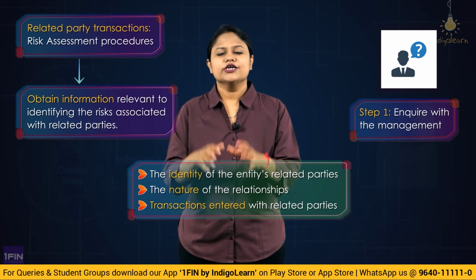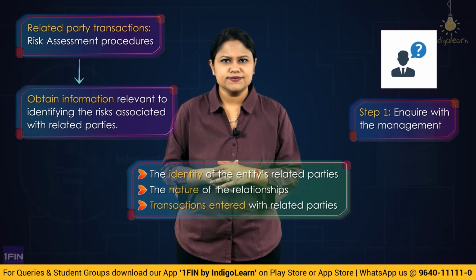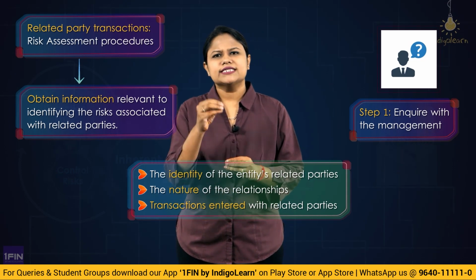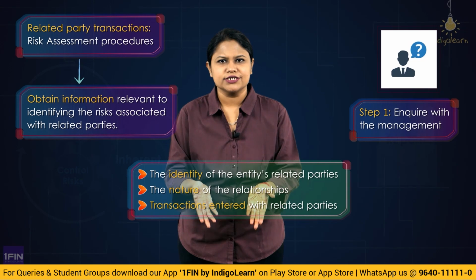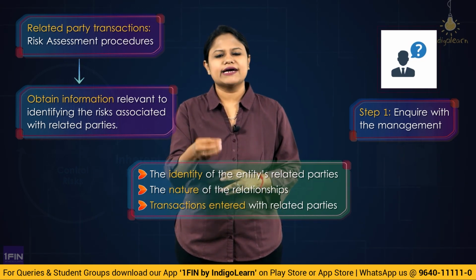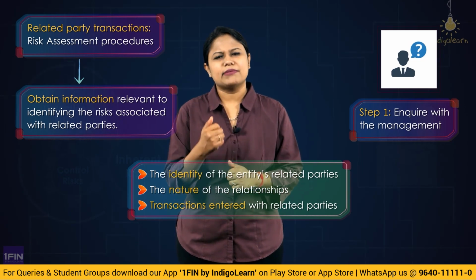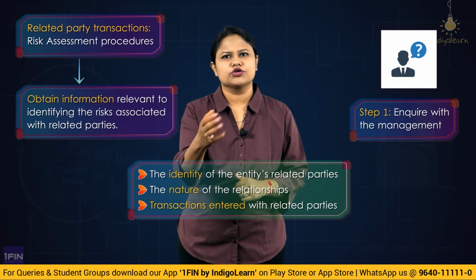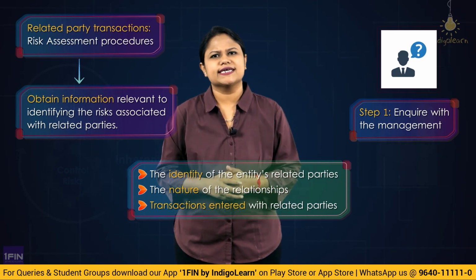So first thing is, you need to understand the entity's related party relationships, okay, and all the related activities to them. So what we will do? The best person in the organization is the management, because it is their duty first to identify them and report them in the financial statement. So obviously I will sit across the table with the management, have a communication with them, ask them, management, tell me who all are your related parties. How many related parties do you have? If they say, okay, we have 10, ask them the relationship that is existing.